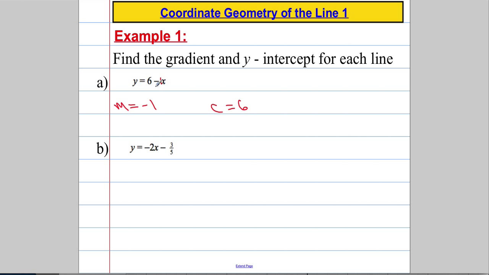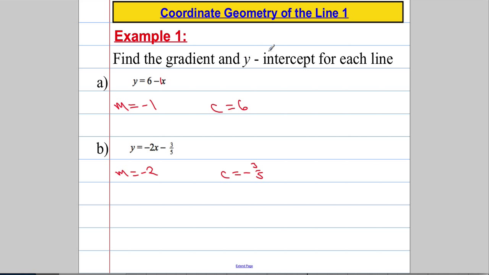So this is y equals mx plus c. m is -1, c is 6. Let's have a look at the next one. The gradient m must be equal to -2, the coefficient of x, and the constant at the end is the y-intercept. So c equals -3/5.